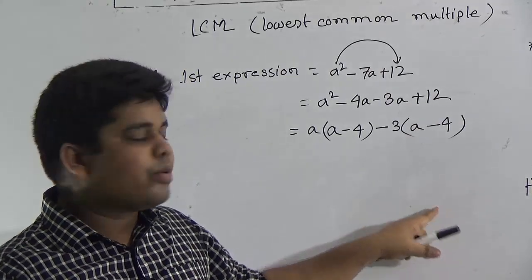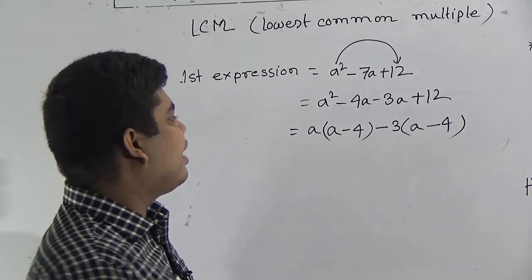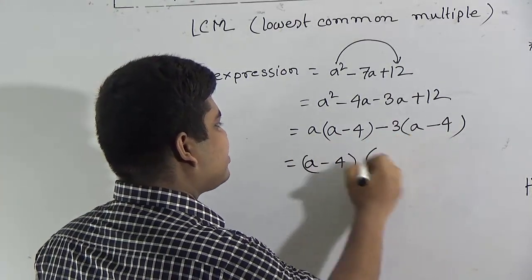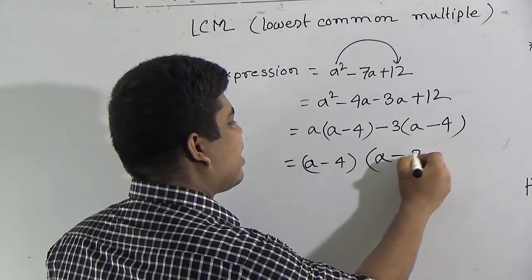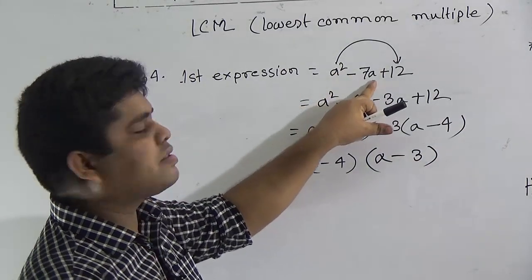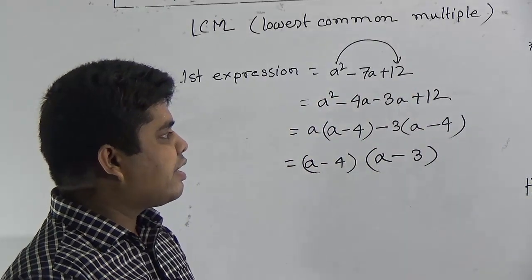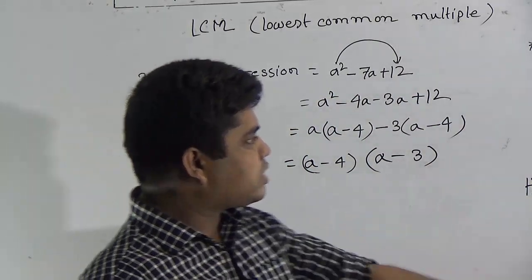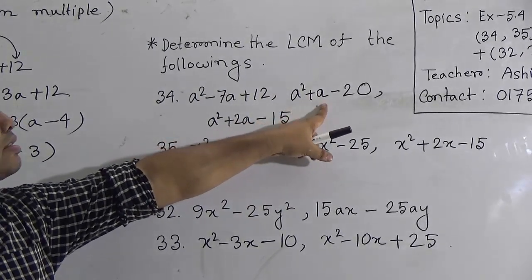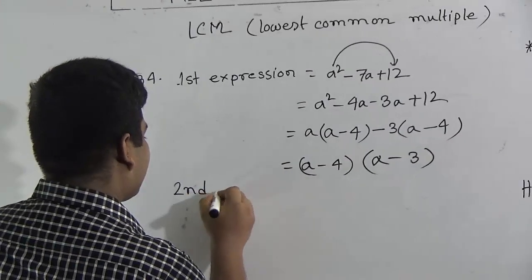My dear students, now we notice the whole term. Here a minus 4 is common in the expression. That means we take a minus 4 common, and left a and here minus 3. So after resolving a square minus 7a plus 12 into factors, we get a minus 4 and a minus 3. Now we resolve into factors the second expression. Here second expression is a square plus a minus 20. So write the second expression.